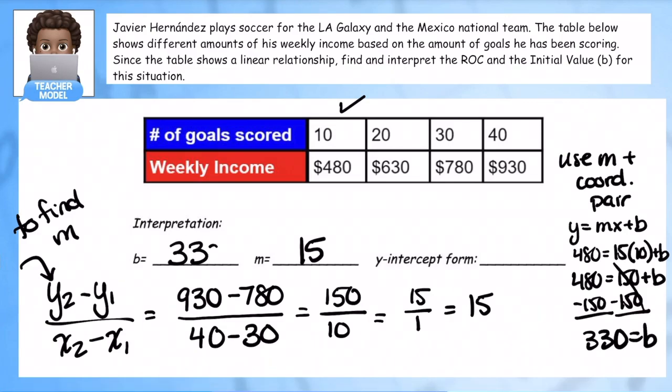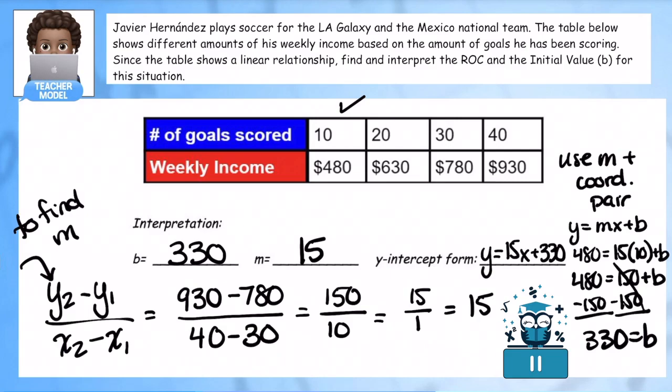So there we have it. I'm going to put that in there. And now I can write my whole formula in slope-intercept form. y is equal to 15x plus 330. Done. Hit pause so you can jot this down. But I hope this is really helpful. When we have a table, we're going to find m first using our rate of change formula, and then we can use that m plus a coordinate to figure out b. That's it for today, Math Marvels. Once you have that equation, we can do so much in algebra. I will see you in the next lesson.